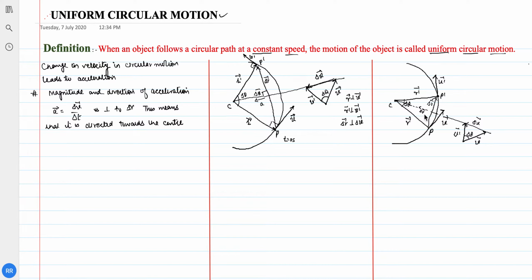So the direction of change in velocity is the direction of acceleration. So this once again remains perpendicular to the position vector. So here, for this case, if we reduce the time interval between P and P prime, acceleration once again remains directed toward the center.